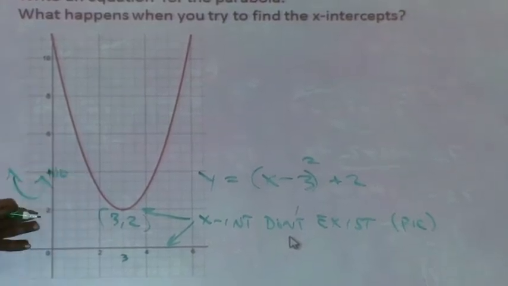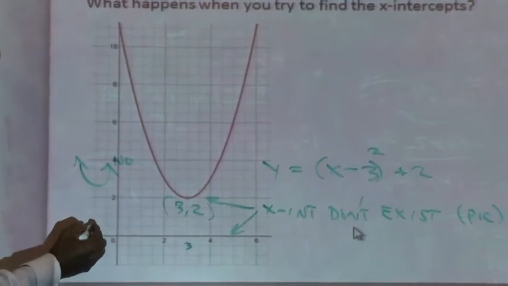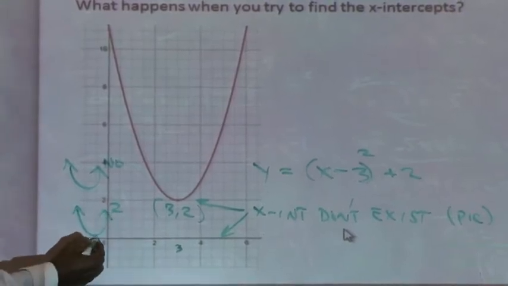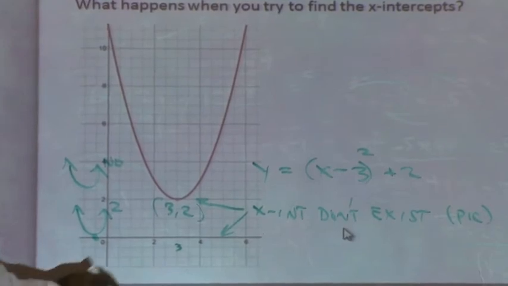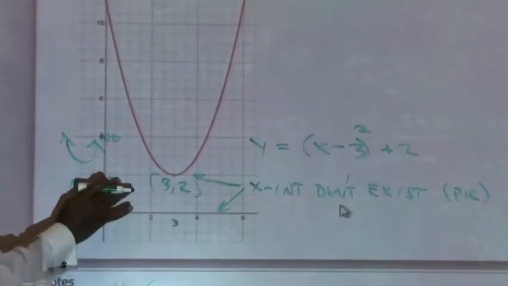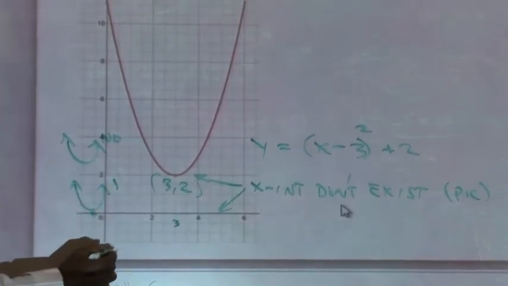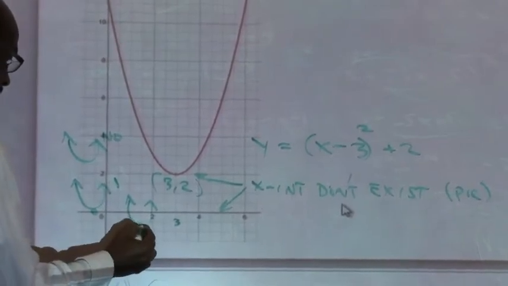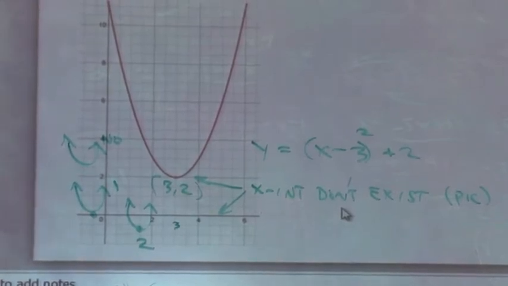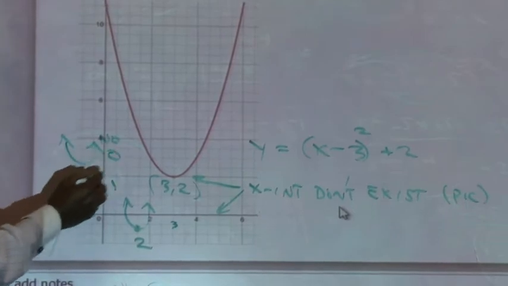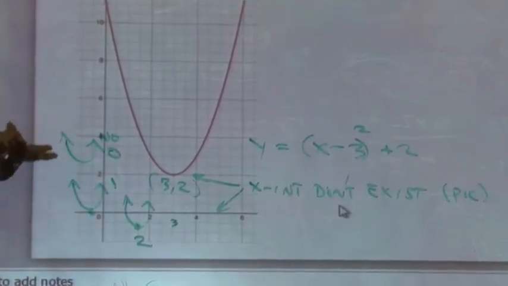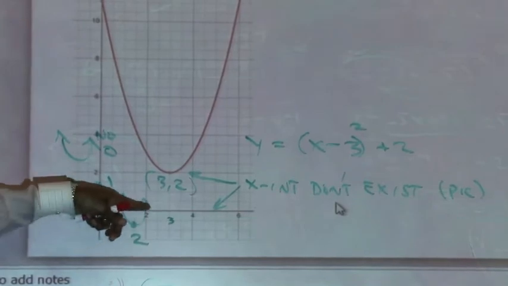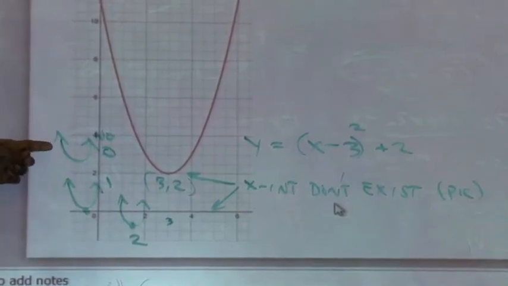This one is no x-intercept. X-intercept, it touches here. And this one is one. Put one there. And then here's the 2. And a bonus. No, 0. Hey, how many times does this picture touch the x-line? Oh, 0 times. How many times does this picture touch the x-line? Oh, once. How many times does this parabola touch the x-line? Oh, twice. 0, 1, and 2.